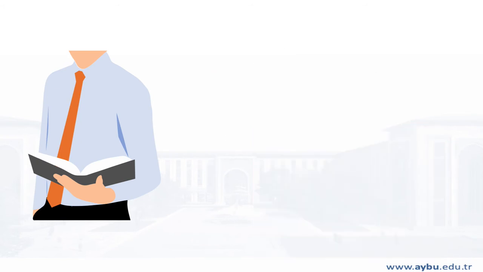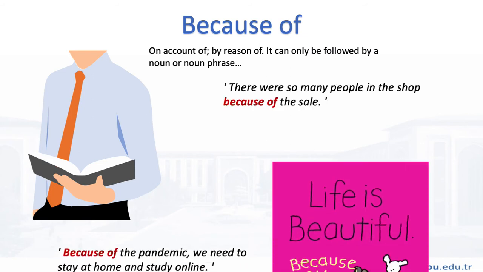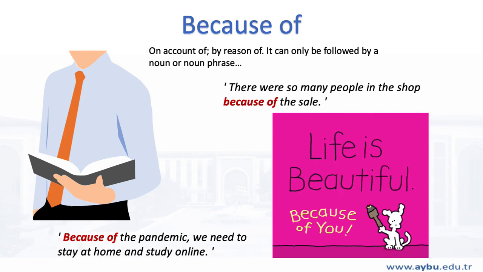The next one is, you're also using it a lot, because of. This form of because is used as a preposition. That means it can only be followed by a noun or a noun phrase. This is important. Please look at the example here. There were so many people in the shop because of the sale. As you can see, it is followed by a noun. Because of the pandemic, we need to stay at home and study online. As you can see, it is also followed by a noun phrase or a noun.